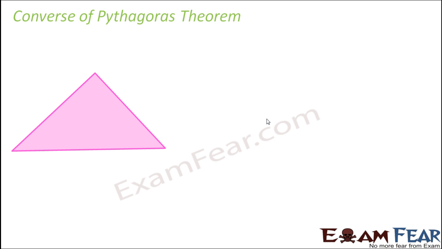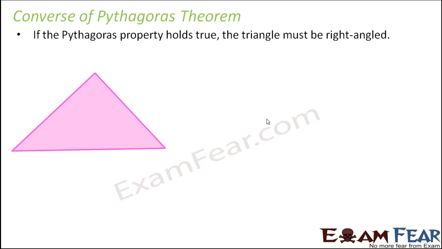That means we do not know if it is a right angle triangle or not, but we somehow see that the Pythagoras theorem holds true for this triangle. Does that mean that this would be a right angle triangle? So, just the vice versa of what we had learned in Pythagoras theorem. If the Pythagoras property holds true, that means the triangle must be a right angled triangle.